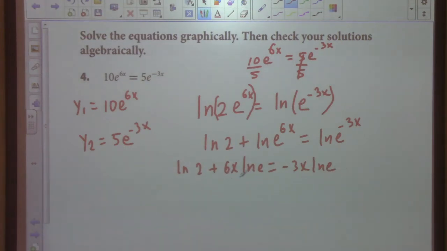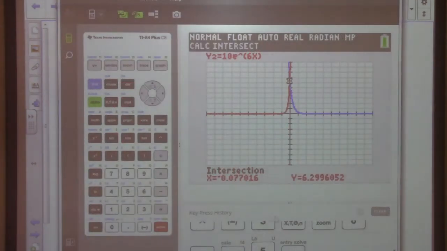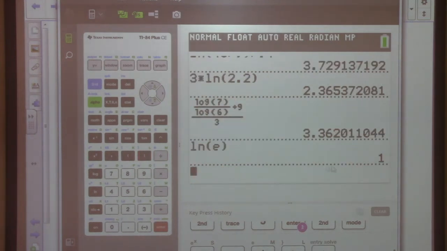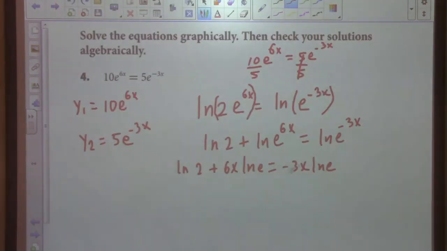What happens to ln of e? It becomes 1. I want to just show you that here. ln of e should be 1, right? So these things reduce to 1. So if these reduce to 1, now what we have is ln of 2 plus 6x equals negative 3x.